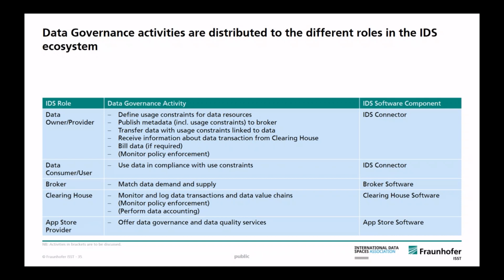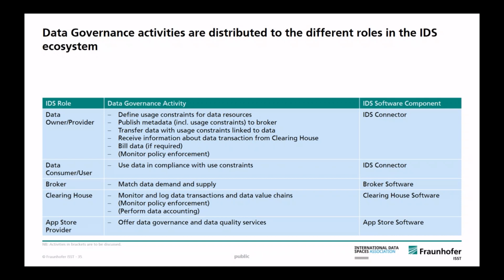If we, for example, look at the data owner or data provider role, his main activities, which are outlined also in the recent version of our reference architecture model, are about defining usage constraints for data resources, publishing metadata, including these constraints, to the broker, but then also transferring data with usage constraints linked to the data, receiving information about data transactions from the clearinghouse, for example, and also billing data if required. And perhaps also a data owner wants to be able to monitor policy enforcement, so wants to monitor whether the usage constraints are met in a remote environment. And the key software component, of course, for that is the connector.